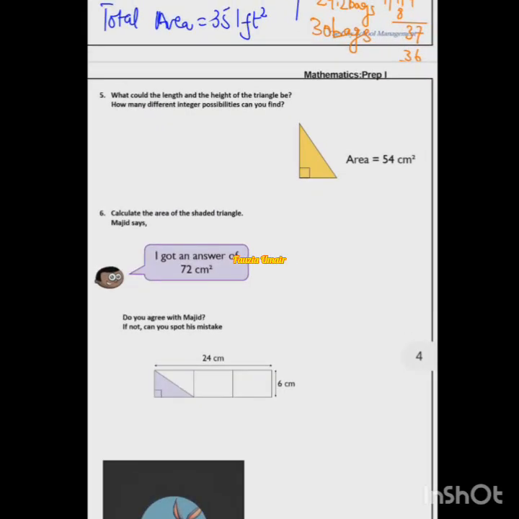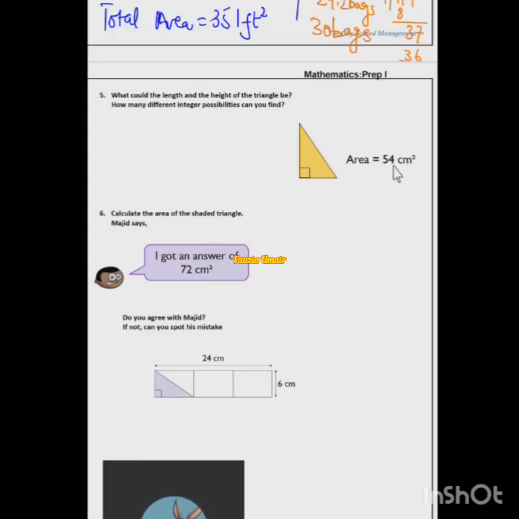So next question is linked with the last learning objective, which was the word problems related to shapes, area and perimeter. Question number 5: what could be the length and height of a triangle? How many integer possibilities can you find?